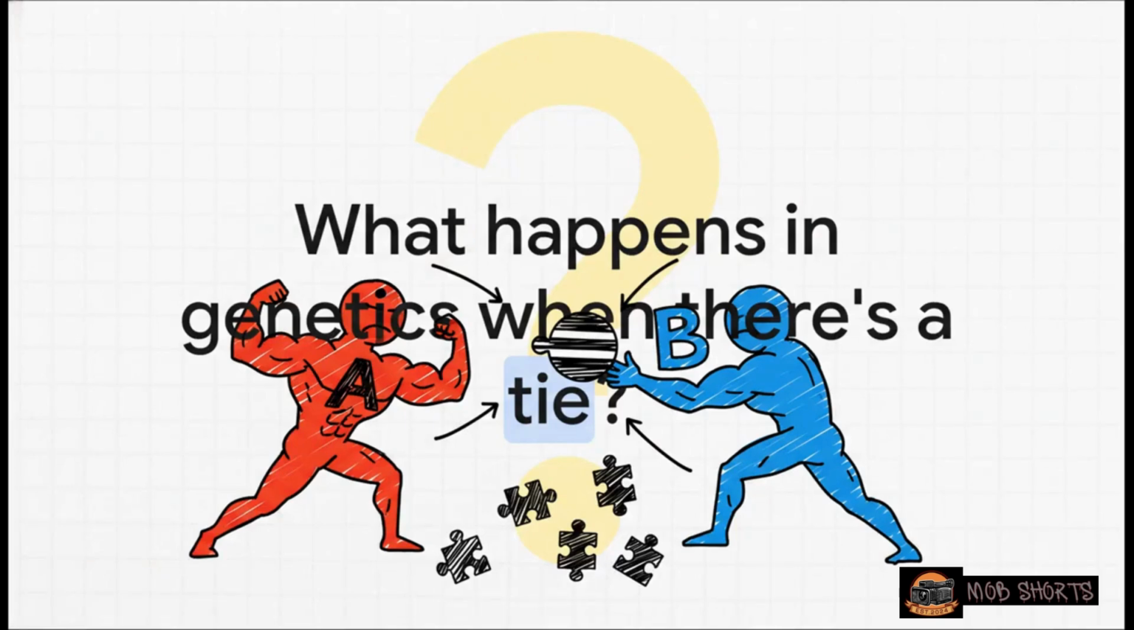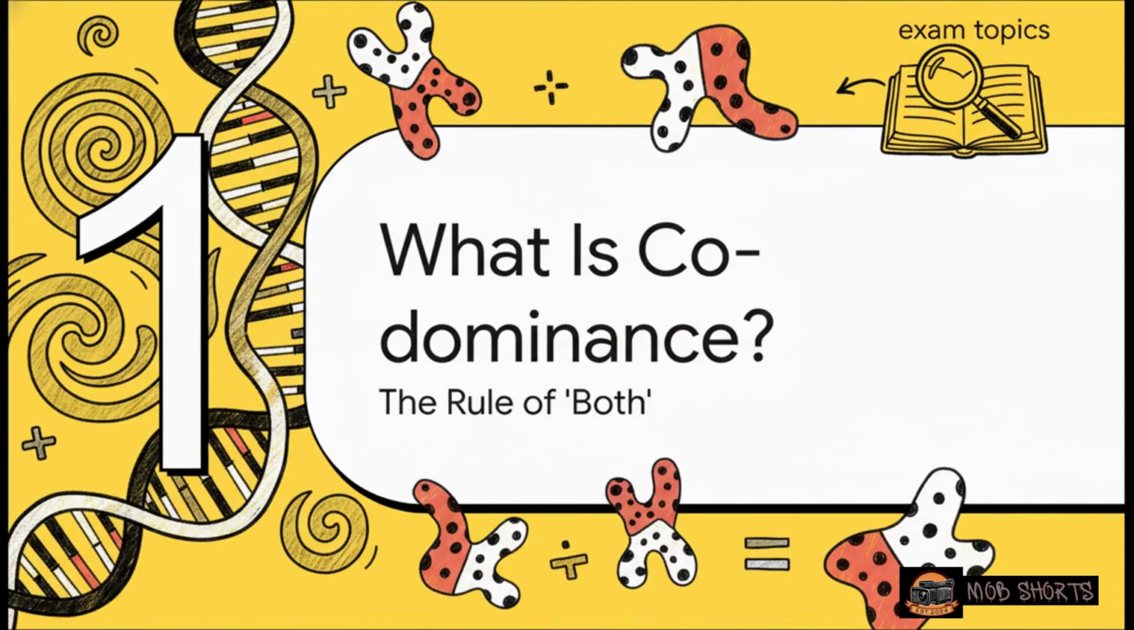Okay, so let's start with a bit of a puzzle. You know how in genetics we're always talking about dominant alleles, the ones that totally steal the show and mask the recessive ones, right? But what happens when you have two alleles that are equally strong? What if neither one backs down? What happens when there's a tie? Well, that exact scenario is what brings us to this really special pattern of inheritance called codominance.